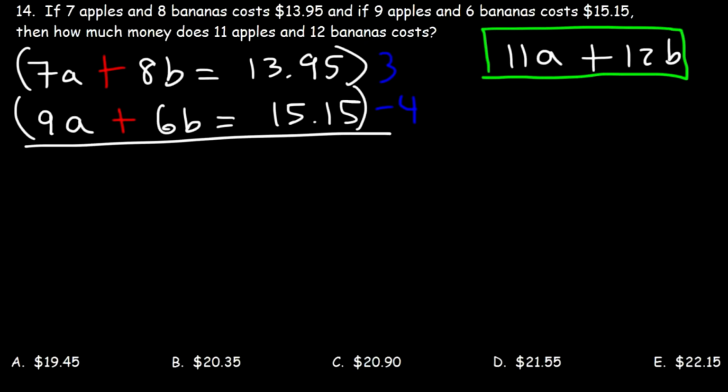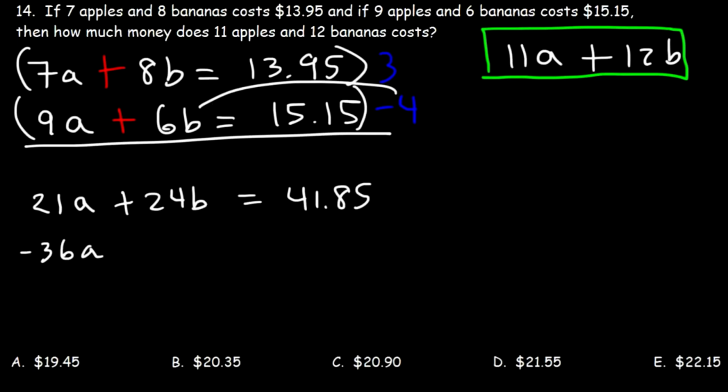So let's begin by distributing the 3. So 3 times 7a is 21a. 3 times 8b, that's going to be 24b. And 3 times 13.95, so 13.95 times 3, that's going to be 41.85. Negative 4 times 9a, that's negative 36a. Negative 4 times 6b, negative 24b. And negative 4 times 15.15, that's going to be negative 60.6.